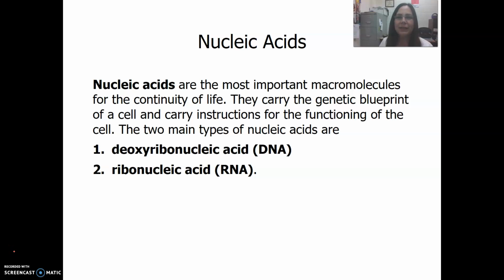This is part 3 of the chapter 3 lecture notes on important biological macromolecules. And we are on the very last group, the nucleic acids. And there are two types of nucleic acids. They are DNA and RNA.